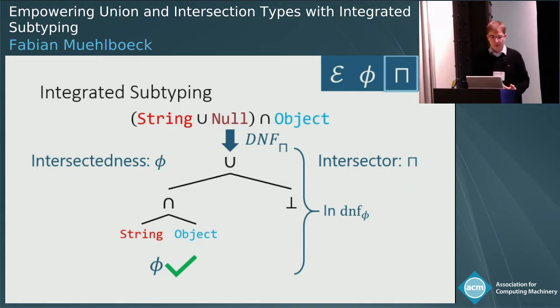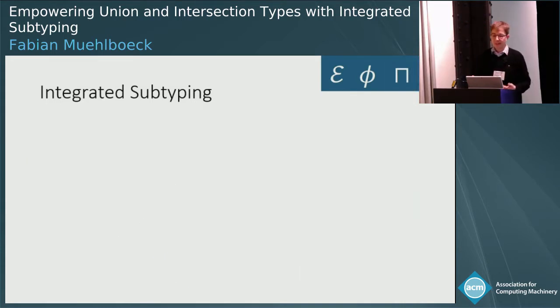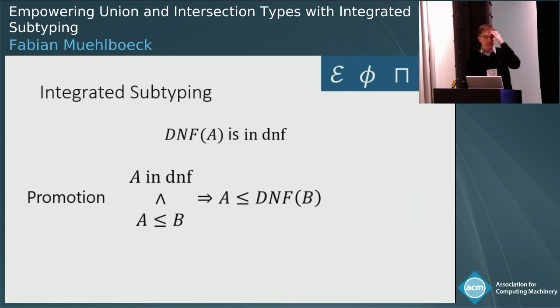Now that you have specified these parts, you need to prove a few key properties. And for that, let's remember what we did for disjunctive normal form. We need to basically replicate this for extending disjunctive normal form with our intersectedness predicate and intersector. So if we apply DNF and the intersector to a type, it is necessary for us that the result is now in disjunctive normal form and satisfies the intersectedness predicate. And furthermore, we need to prove promotion, which is that if a type is in DNF and satisfies the intersectedness predicate everywhere, and we can prove that it is a subtype of some other type B, then we can prove that it is a subtype of that other type B with DNF and the intersector applied to that.